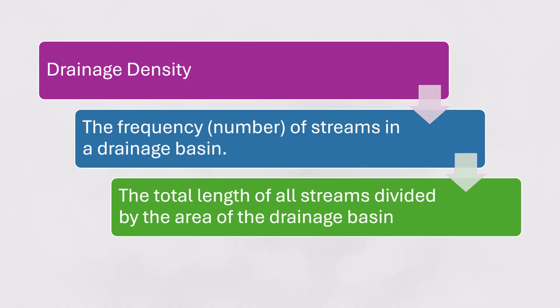In closing, just two ways in which the term drainage density can be defined. It can be defined in terms of the number of streams in a drainage basin or the frequency of streams in a drainage basin, but it can also be defined as the total length of all the streams divided by the area of the drainage basin. And this is often measured in terms of kilometers per square kilometer.